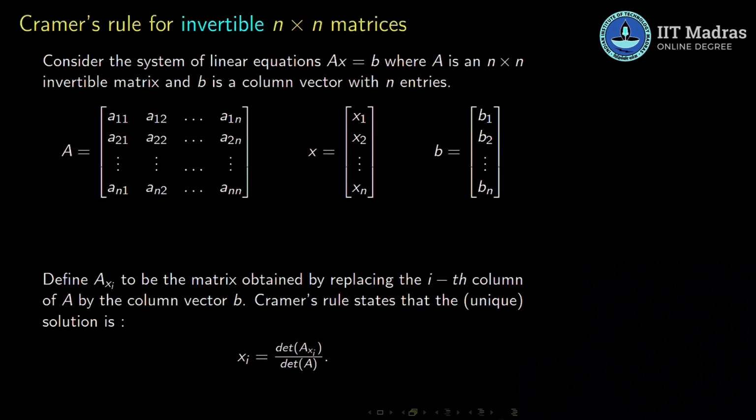In Cramer's rule, remember, this is very important, we need n equations in n unknowns. That is when we can apply it, and further we need that the determinant of the coefficient matrix A is non-zero, and then we can explicitly work out what the solution is. Thank you.